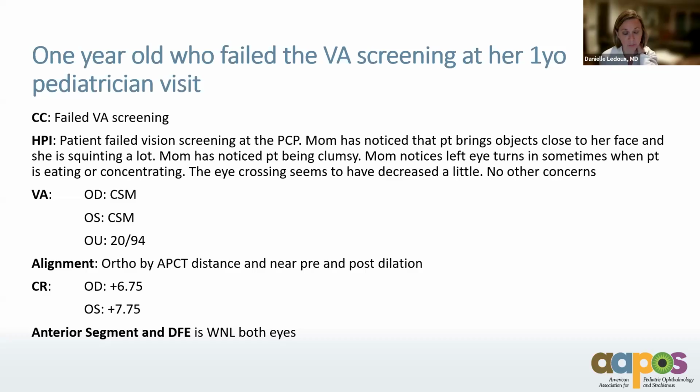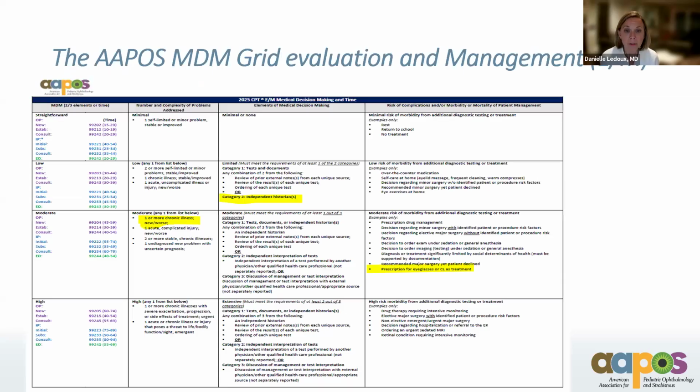And her cycloplegic refraction was +6.75 in the right eye and +7.75 in the left eye, the eye that mom thinks sometimes she sees turning. The remainder of her exam was normal. So when we use the MDM grid for this, we first think about the number and complexity of the problems addressed. So this child has amblyogenic levels of refractive error. Maybe even many of us would say has refractive amblyopia, and she has high hyperopia.